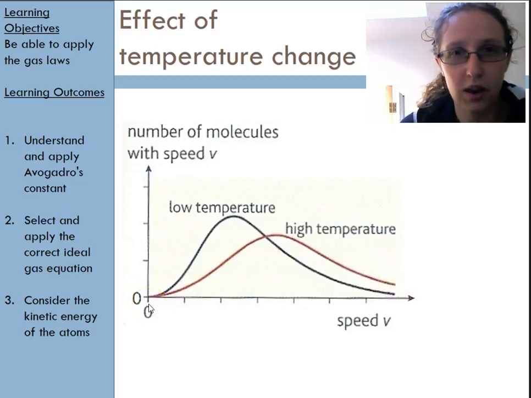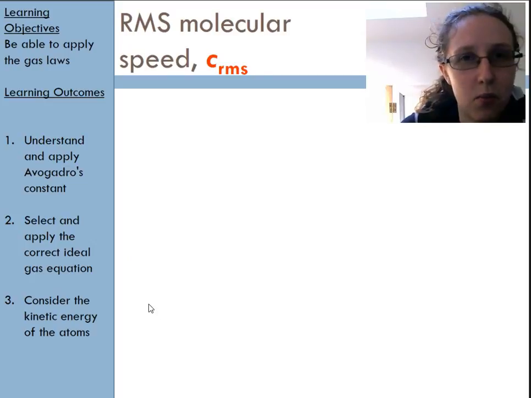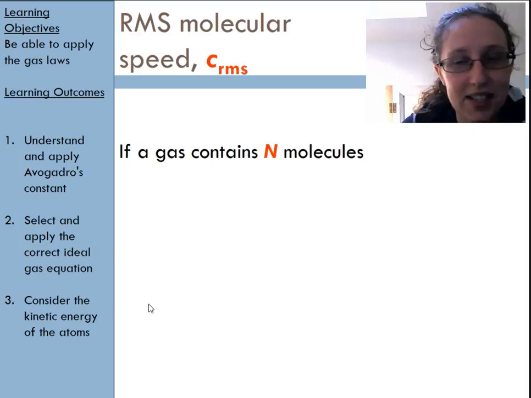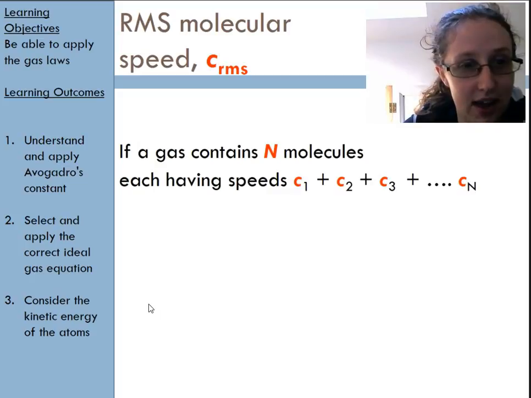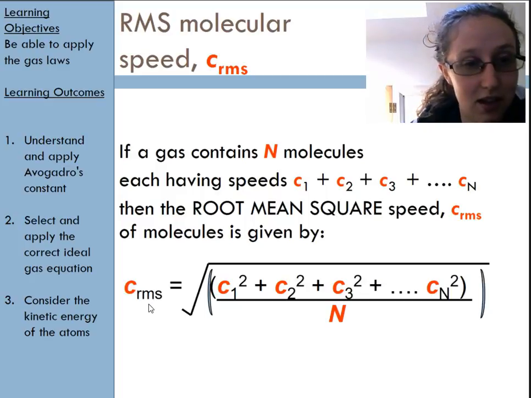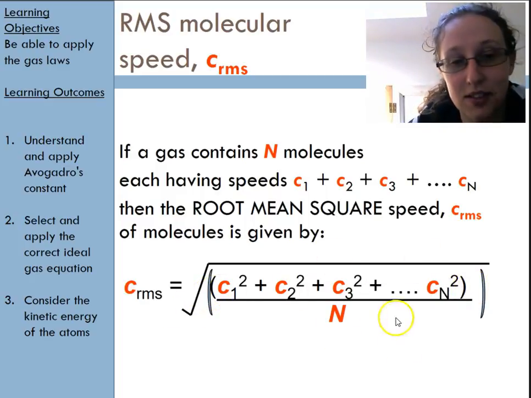Okay, so I've said a couple times that we're looking at the average speed. So when we do E equals 3 over 2 kT, that gives me the average kinetic energy, which gives me an average molecular speed. Now, it's not the average you're used to. It's an average called the RMS, so the root mean square of the speed. So basically, it's really straightforward. If a gas has n molecules and they each have the following speeds, the root mean square speed is given by the sum of the square of the speeds divided by the number of the molecules and then square rooted.